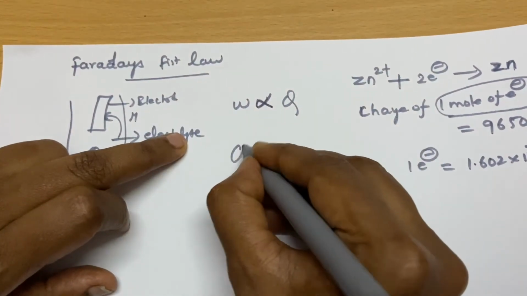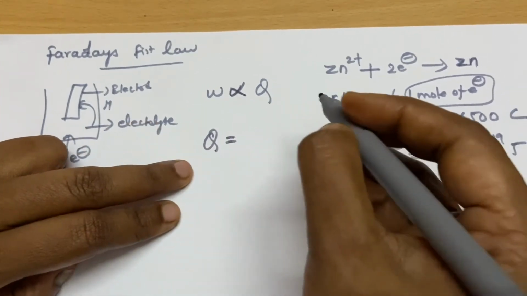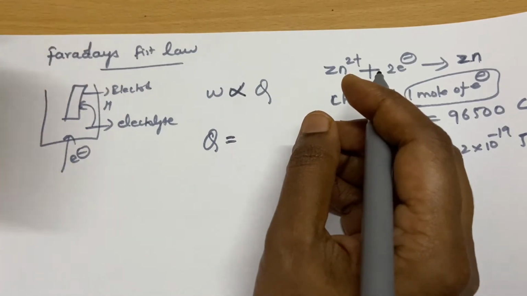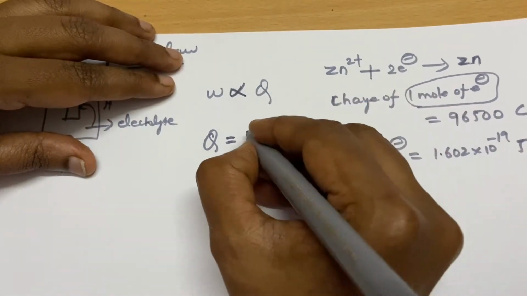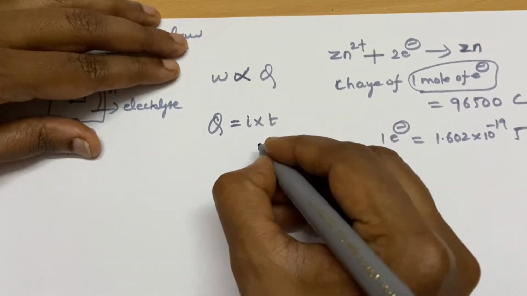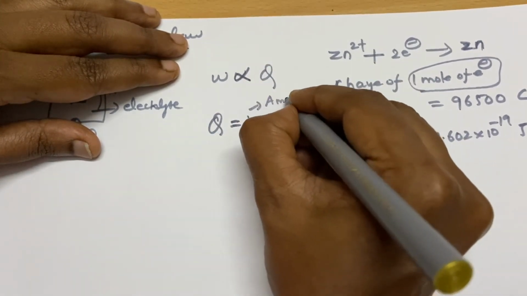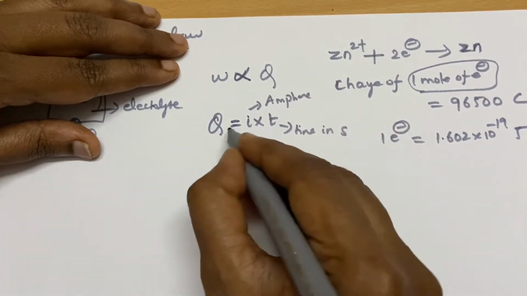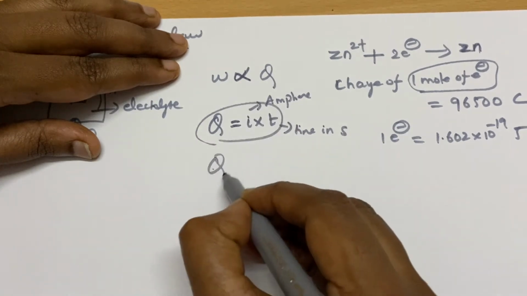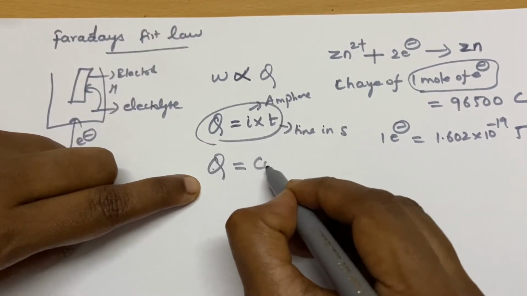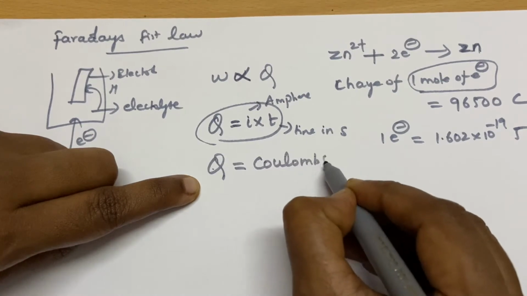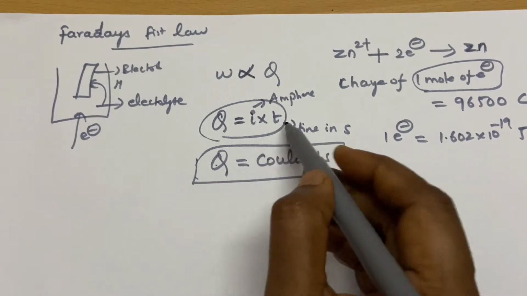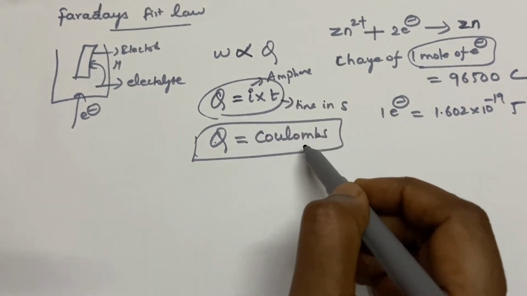So what is Q here? Q here is the amount of the charge. So we use some battery, isn't it? We use some battery with some power, and for some certain time we pass the current. So it is I into T, where I is the strength of the current in amperes, and T is time in seconds. If you use this equation, this will give you the amount of the charge in coulombs. Remember this: Q is equal to I into T, a product of the strength of the current into time in seconds, which will give you the value in coulombs.